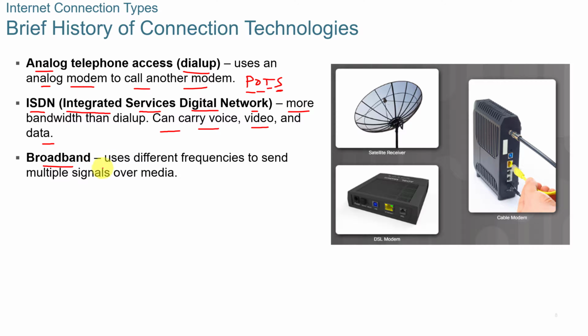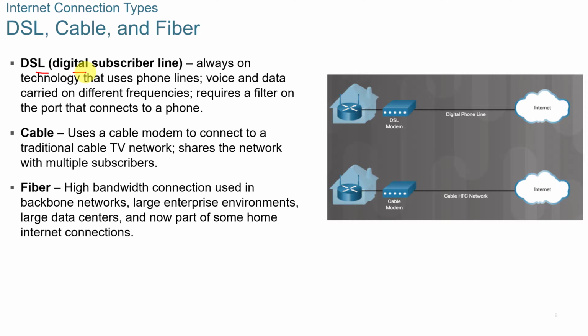And then broadband, which is the most common now. That uses different frequencies to send multiple signals over media. A DSL is a digital subscriber line. Always on technology that uses phone lines, voice and data carried on different frequencies, and it requires a filter on the port that connects to a phone.